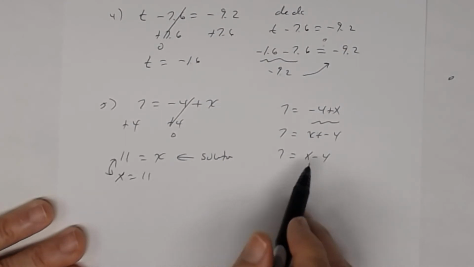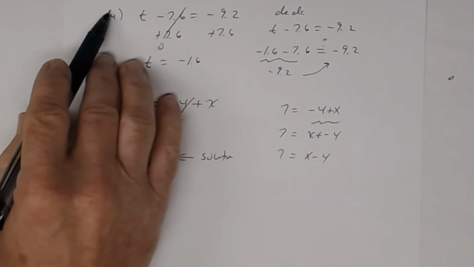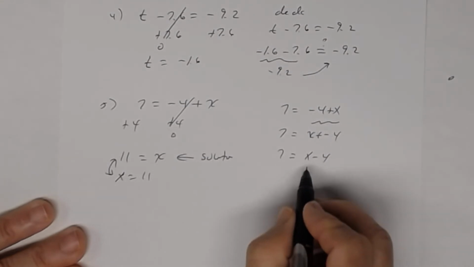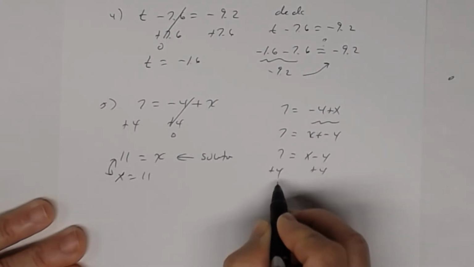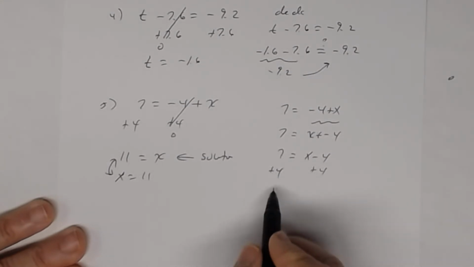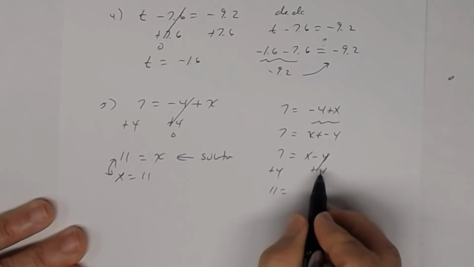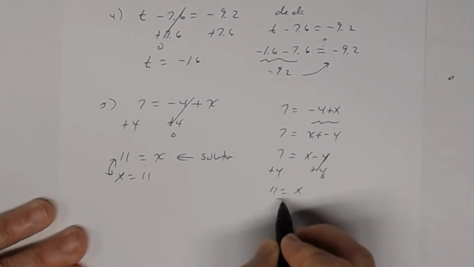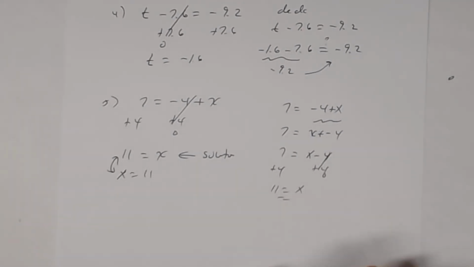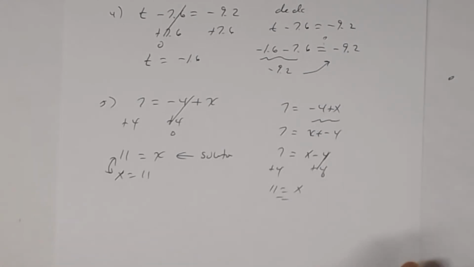And now this looks like previous problems like number 4. So we can add 4 to both sides, and 7 plus 4 is 11. Remember, we add 4 because right now I'm subtracting 4. The opposite of subtracting 4 is to add 4. And this is 0, and you get x. So it does not matter which approach you use.